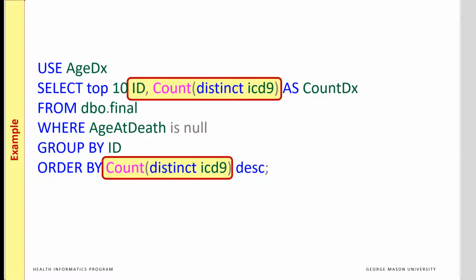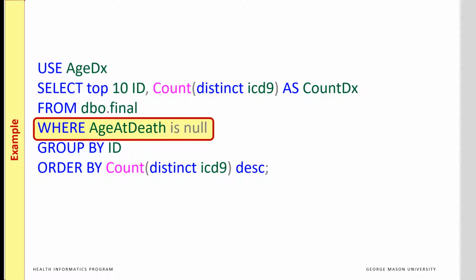The ICD-9 code is not in the group by command, so it must be listed with an aggregate function, in this case, the count function. The same holds true for fields listed in the order by command. The count command tells the computer to report the number of distinct entries in the ICD-9 field.